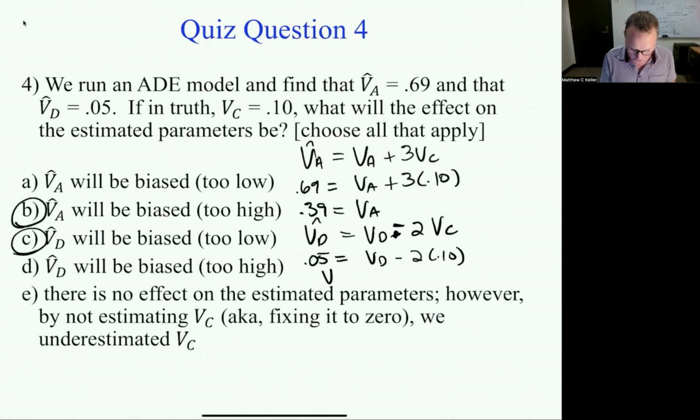This would lead to the true VD being equal to 0.25. So we estimated VD hat to be 0.05. We estimated VD to be 0.05, but the true VD in the population was actually 0.25 because we got that assumption about VC being 0 incorrect.